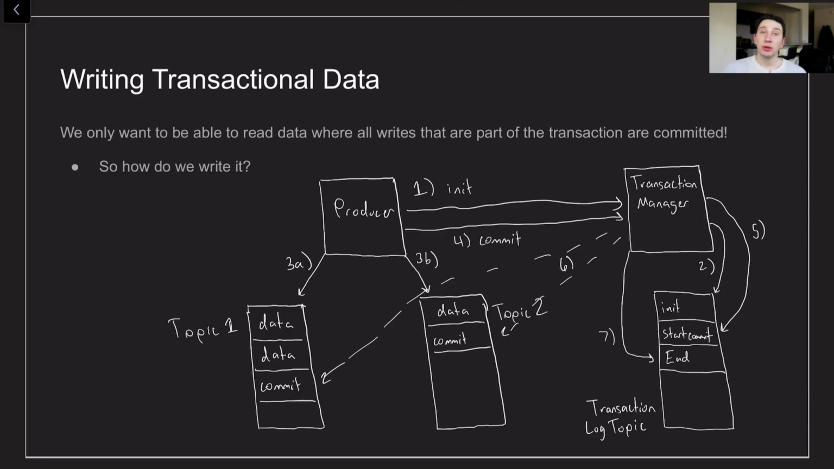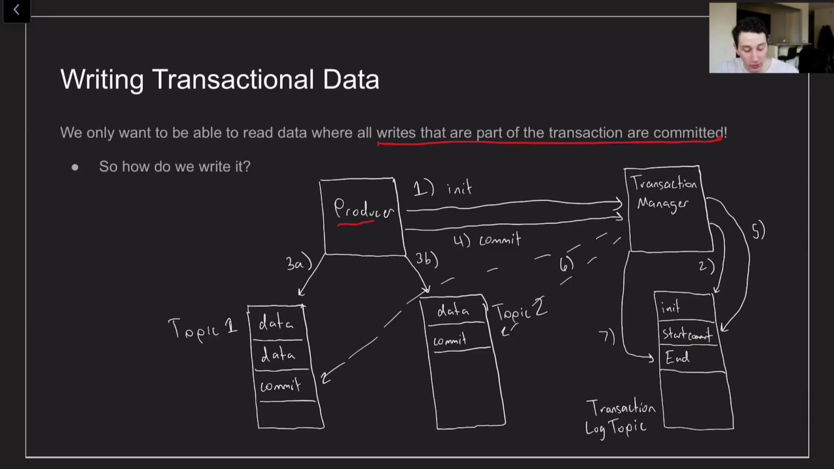Okay. Now, the first thing that we're going to talk about is how, if I'm a consumer and I'm getting data from an input topic and I want to make an atomic write to multiple output topics, how would I actually perform this atomic write? Basically, all writes that are part of the transaction need to be committed, or they can be aborted, but the idea is if they're not all committed, then they shouldn't be visible to a downstream consumer. So here's how we're going to do it.